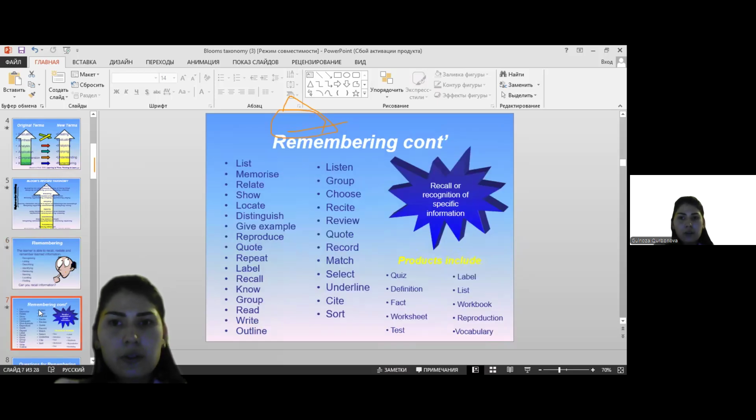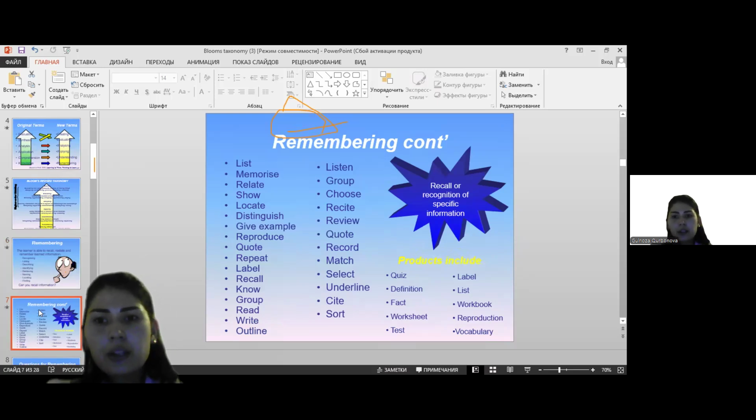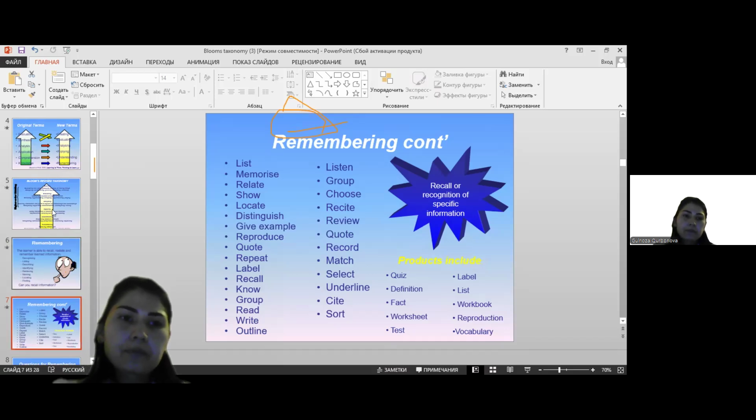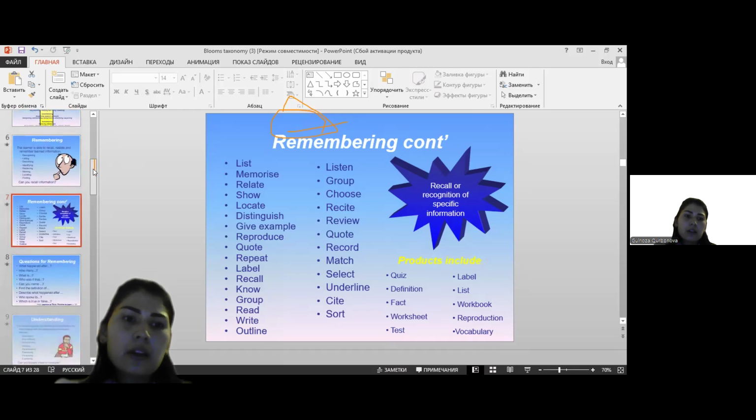Remembering: recall or recognition of specific information. List, memorize, relate, show, locate, listen, group, choose, recite, review, quote, record, match, select, underline, cite, sort, quiz, definition. Products include quiz, label, list, definition, facts, workbook, worksheet, test, vocabulary, and others.